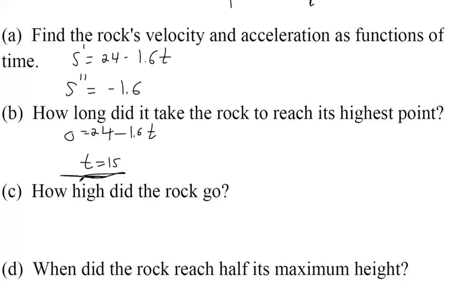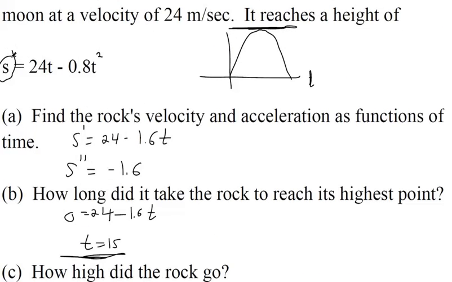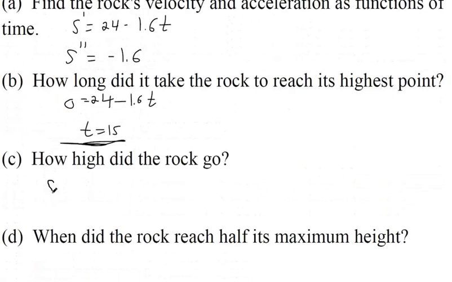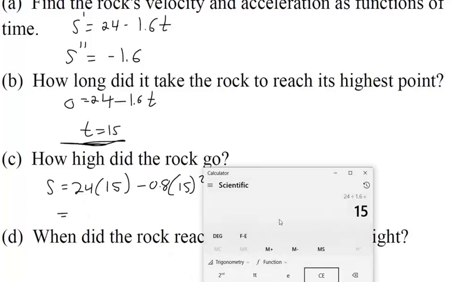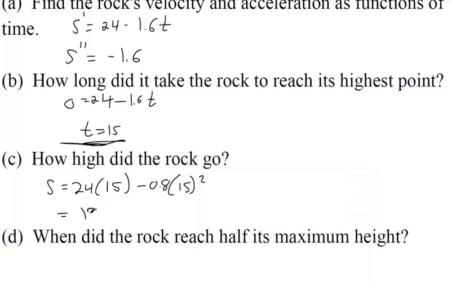How high did the rock go? This is when it reached its highest point. If we want to know something about its height, that's what s is. So we're going to plug 15 into that equation. And look, this isn't the derivative, right? We're looking for location, so we plug 15 into the original function. 0.8 times 15 squared. I'll do that real quick: 15 times 15 times 0.8. So that's 180 for the maximum height.